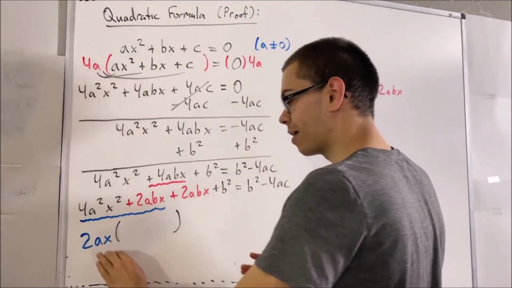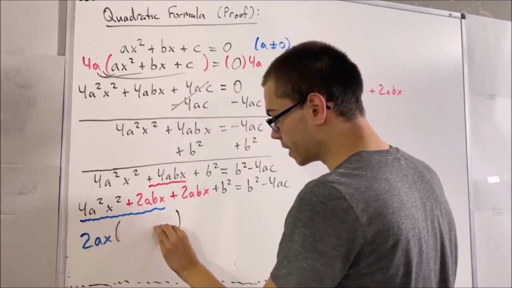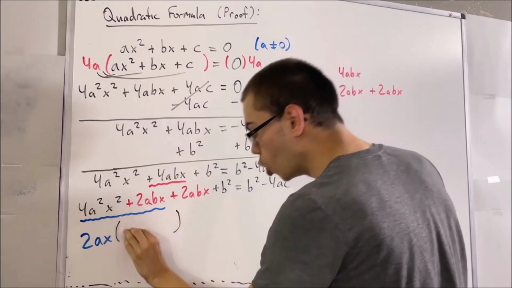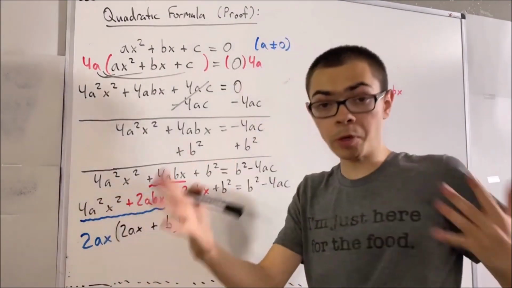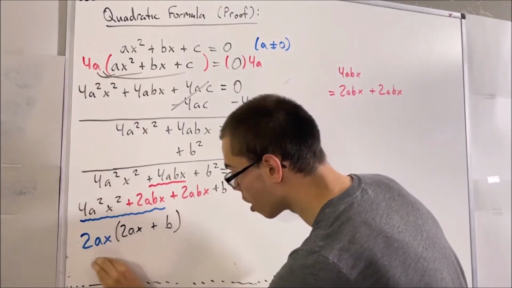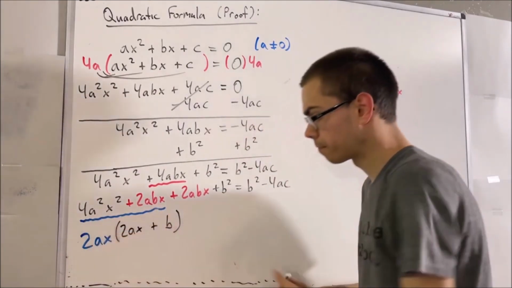And if we factor out a 2ax from these two terms, inside the parentheses, you're going to be left with 2ax plus b. And you could verify by distributing across that this is equal to this.